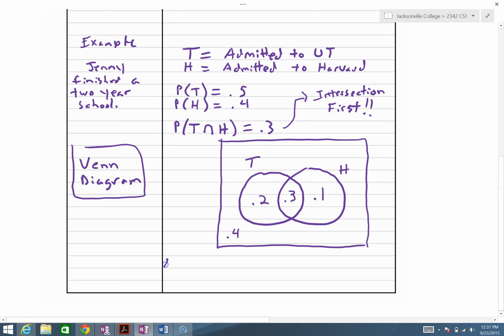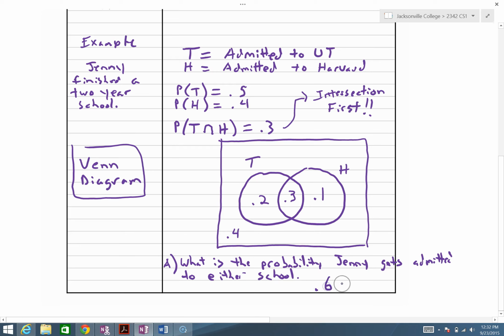Let's consider question A here. What is the probability Jenny gets admitted to either school, to either Texas or Harvard? It would be all of these numbers summed up. It would be 0.2 plus 0.3 is 0.5 plus 0.1 is 0.6. So this probability here would be 0.6 or 60%. She has a 60% chance of getting admitted to either.